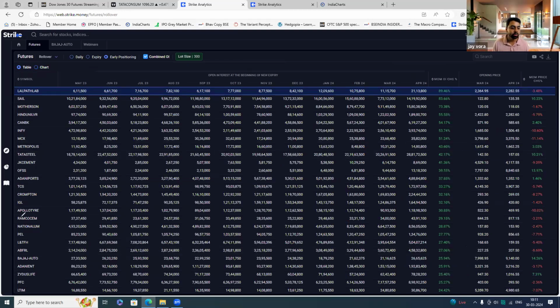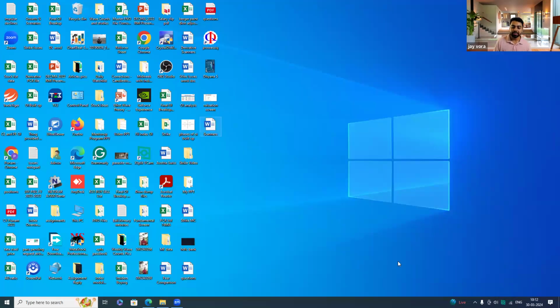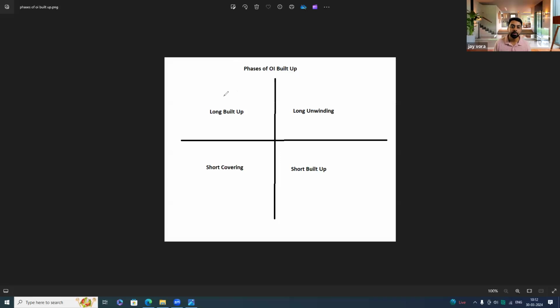Now, I told you that there is some basic knowledge you need to have about this, which we had captured very briefly in the earlier webinar on the unique way to find the medium term trend. But I'll give you a small gist. In a stock, we typically go through these phases, and this is how the cycle happens. From long build up, we see long unwinding. From long unwinding, we see short build up, and from short build up, we see short covering. And from short covering, we again go back to long build up. So this is how the cycle works.